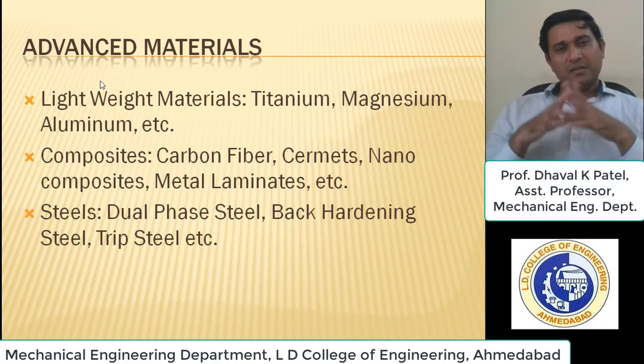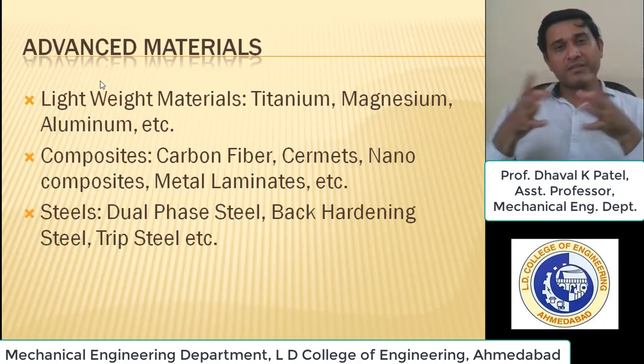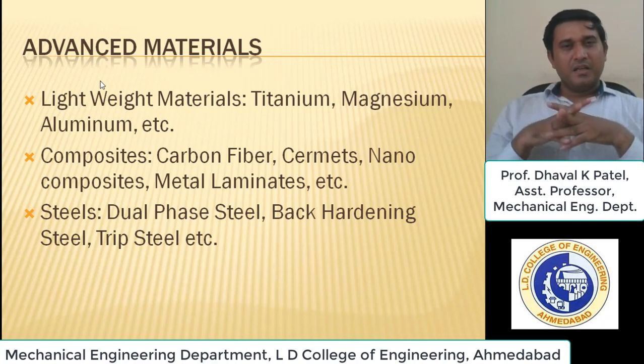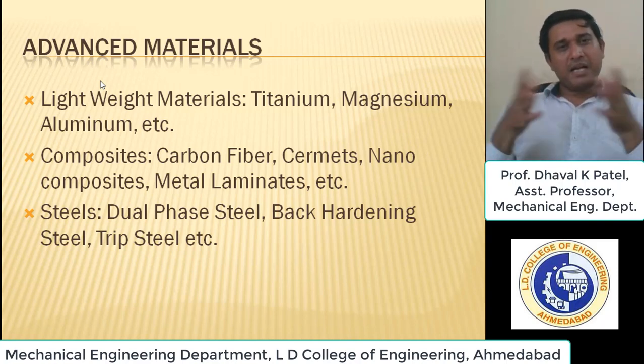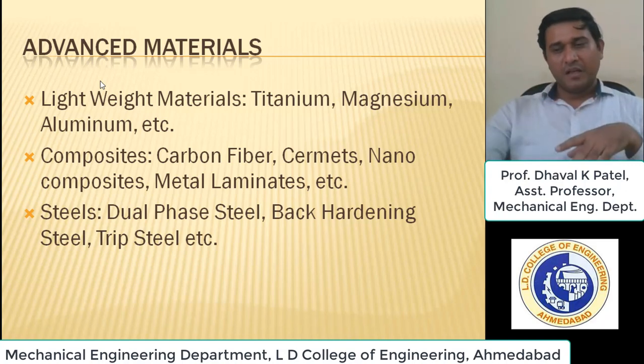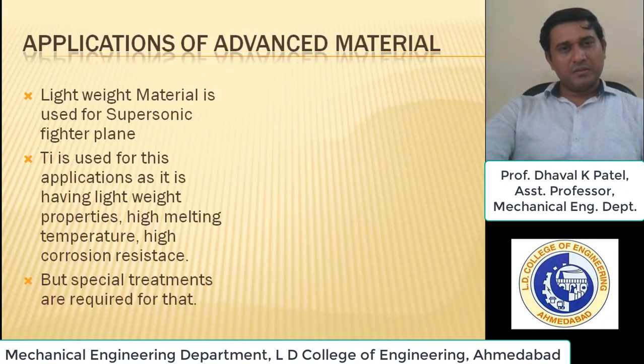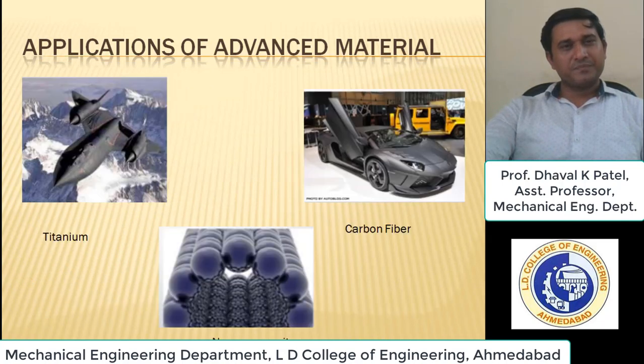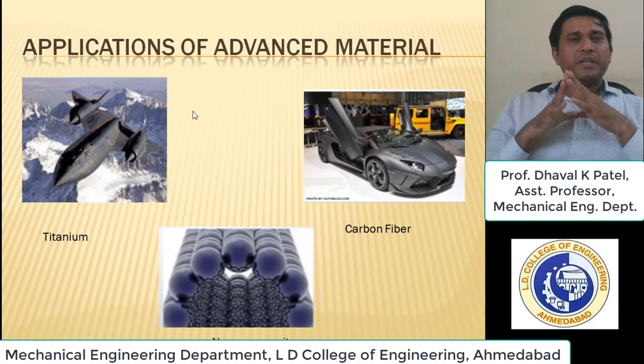Steels, which are available as dual phase steels, that is the duplex stainless steels, right? Then age hardening steels, tray steels, etc. So these are the commonly used materials. Friends, what are the basic applications of the advanced materials?